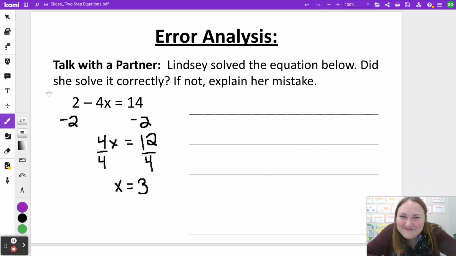This one here, we've got Lindsay solved the equation below. Did she solve it correctly? If not, explain her mistake. And we've got this right here is the equation she's solving. We can see her work, and she got the answer x equals 3.